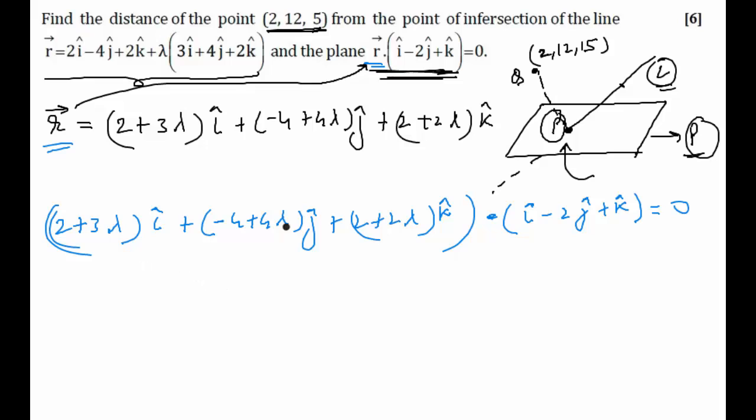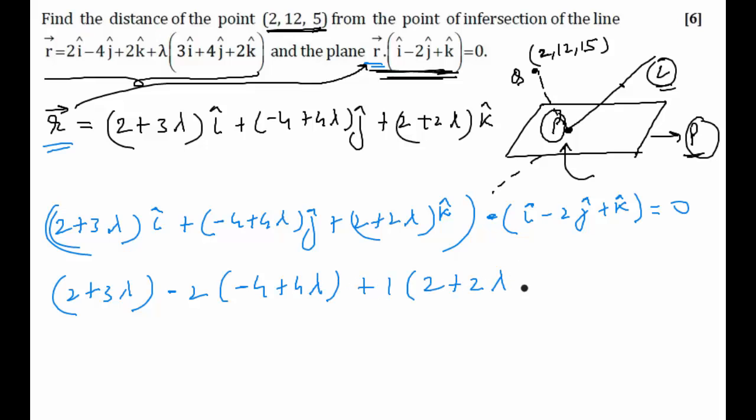So on taking dot I will get one equation in lambda, which will be 2 plus 3 lambda minus 2 into minus 4 plus 4 lambda plus 1 into 2 plus 2 lambda is equal to 0. If you further try to simplify this, you will get your value of lambda, and value of lambda comes out to be equal to 4. Now this calculation is very easy. If value of lambda is equal to 4, I can resubstitute the value here. That will give me the exact position vector of point P, right?